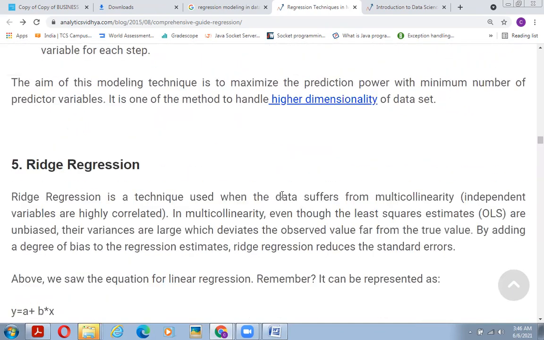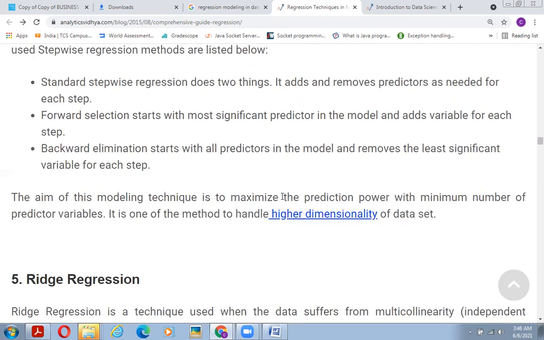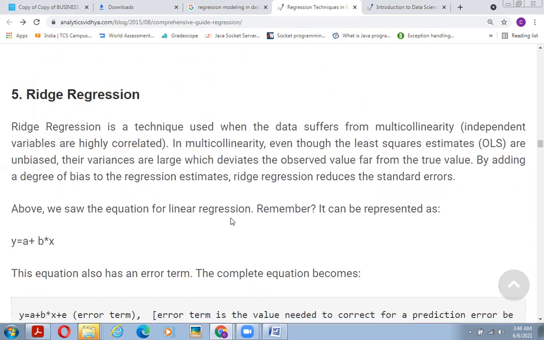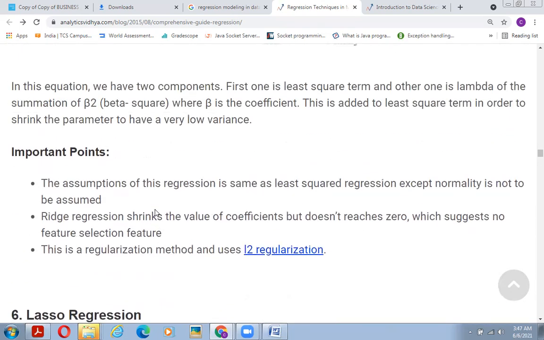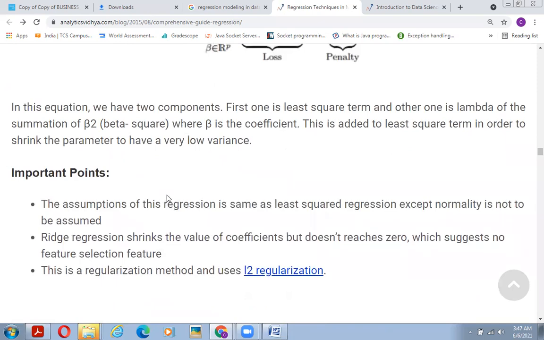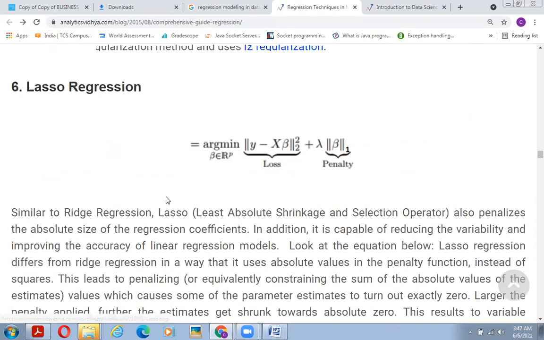We also have stepwise regression, which we usually use with higher dimensionality data. We have ridge regression. Ridge regression is a technique used when the data suffers from multicollinearity, so we try to go for this. There are many ways to get the regression. These are not so important from our university perspective. That's why I'm giving an introduction.